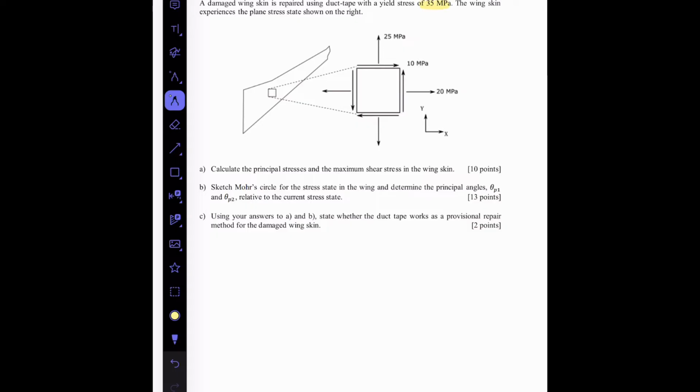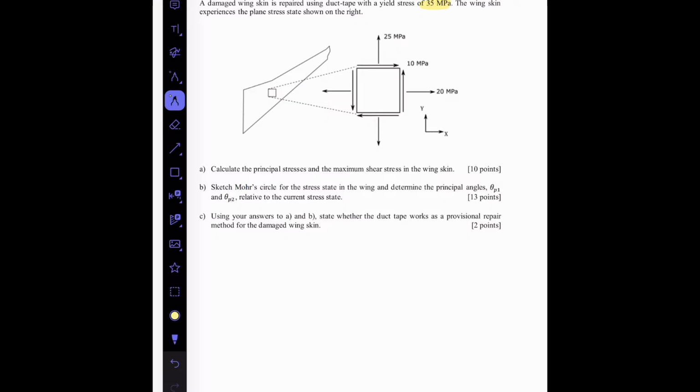Part A. Calculate the principal stresses and maximum shear stress in the wing skin. Part B. Sketch Mohr's circle for the stress state in the wing and determine the principal angles theta P1 and theta P2 relative to the current stress state. And then part C. Using your answers to A and B, state whether the duct tape works as a provisional repair method for the damaged wing skin.